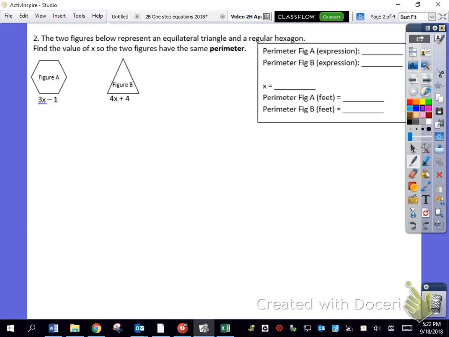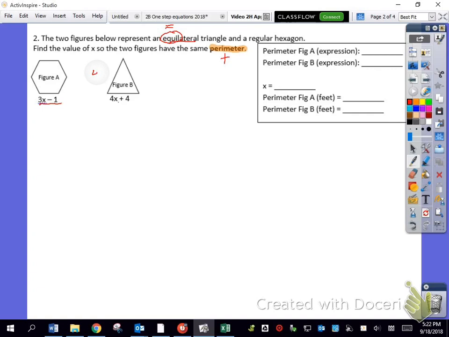Now look at the second one. This time, instead of area, it's perimeter. And remember, perimeter, you add all the sides. Now I have two figures. They've only given me one side, 3x minus 1. So I'm going to go back. The two figures below represent an equilateral triangle. Equal means every side is the same. So every side is the same.